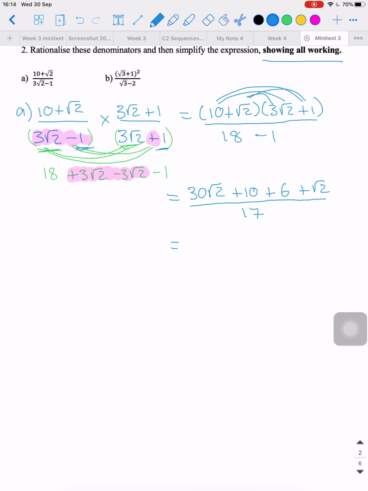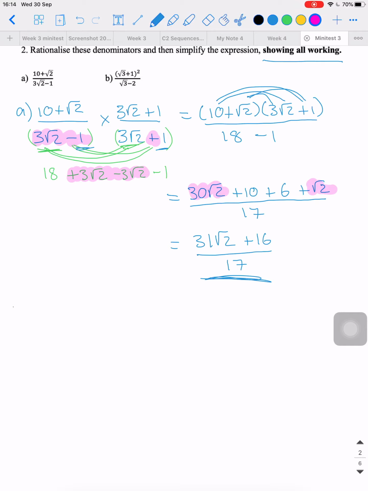So I've got 30 root 2 plus 1 root 2, so I've got 31 root 2, and then the 10 plus the 6, and then that's all over 17. Then I just need to check if that cancels any further, and obviously there are no common factors there, so that would be my final answer for part A.